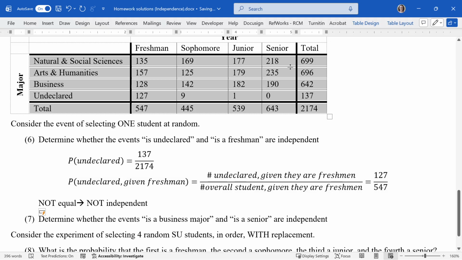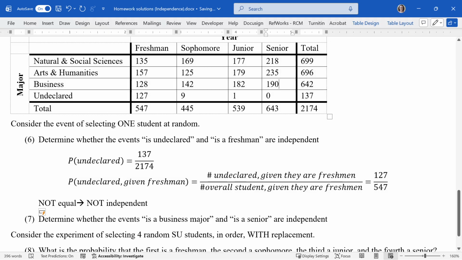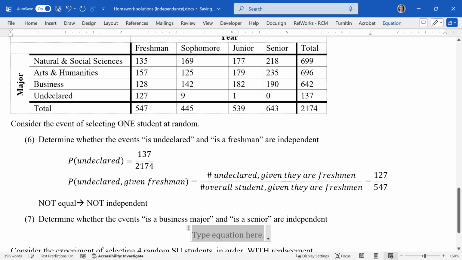But actually, now that I'm looking at this, are you guys seeing the same thing that I am? The seniors are actually a little bit light on business majors during this semester. I'm not sure why. 190 versus 218 and 235. They started off low, but maybe they were a little closer together in the freshmen. All right, let's check this out with the real numbers to figure this out.